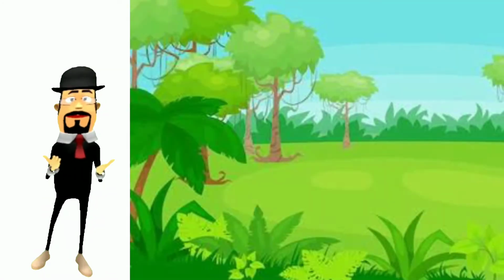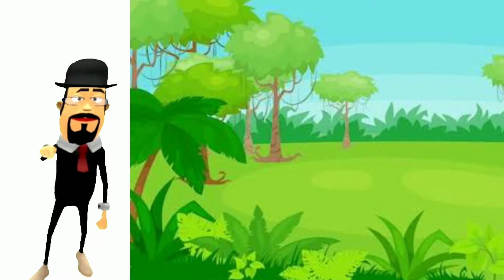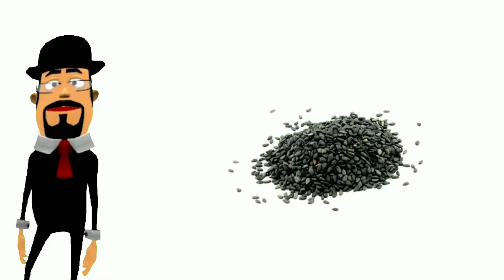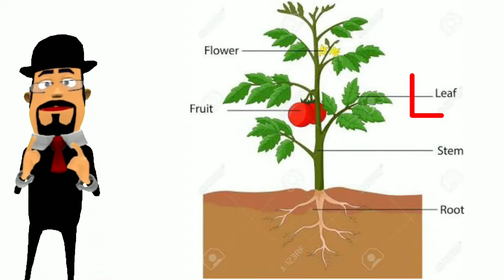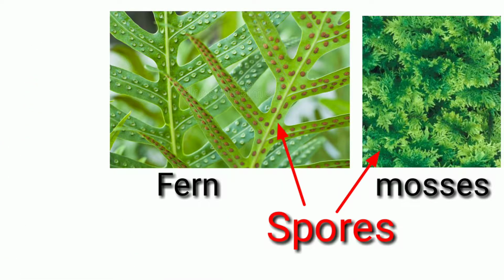Plants can reproduce in many ways. Most of the plants that we see around us reproduce through seeds. Some plants can reproduce from body parts such as leaves, stems, and roots. Ferns and mosses reproduce from tiny seed-like structures called spores. New plants arise from these spores.